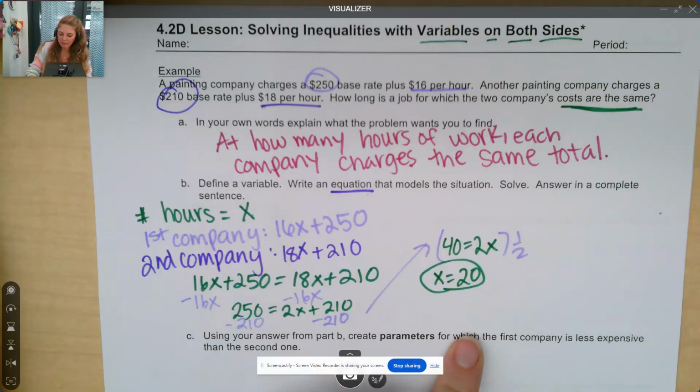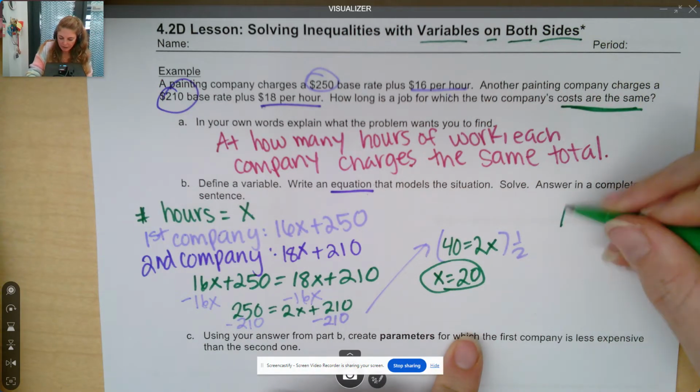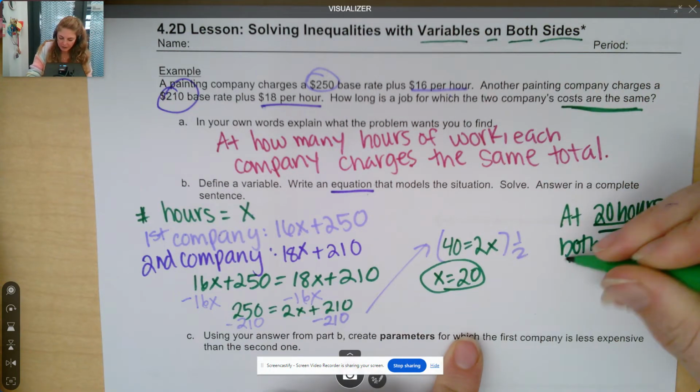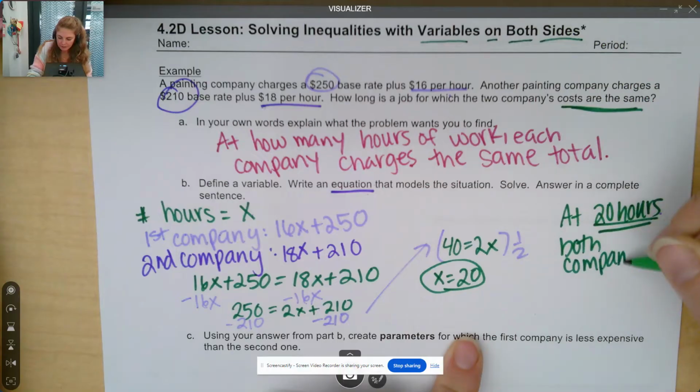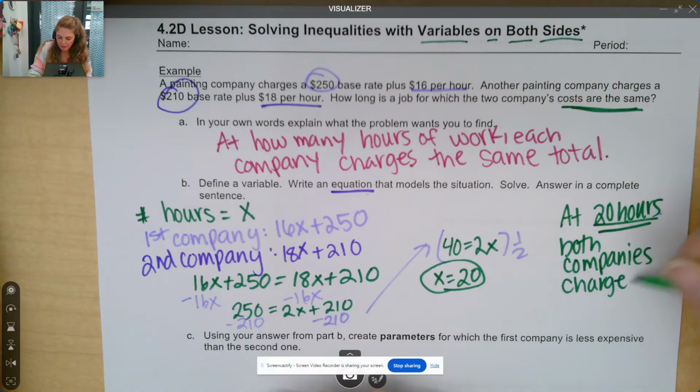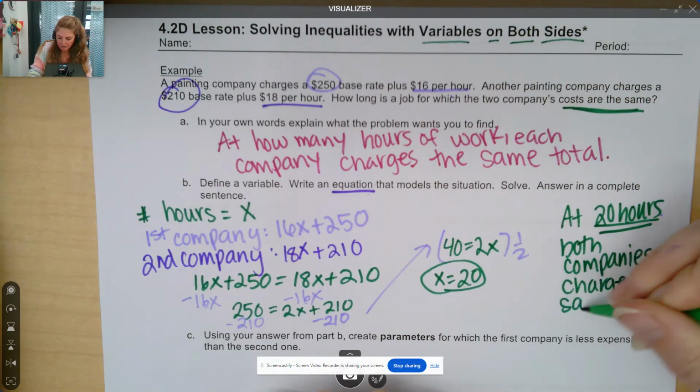It asked me to answer in a complete sentence, so I will do that. At 20 hours, both companies charge the same amount.